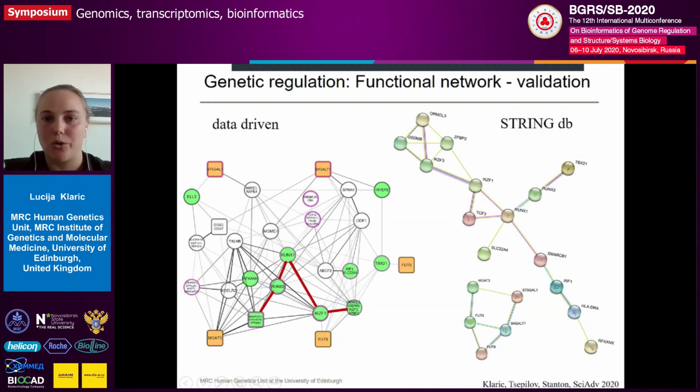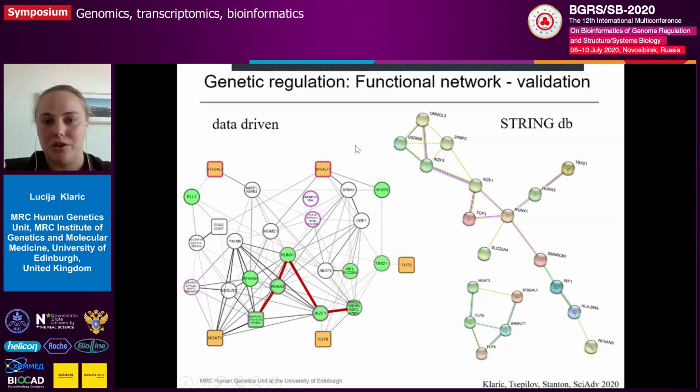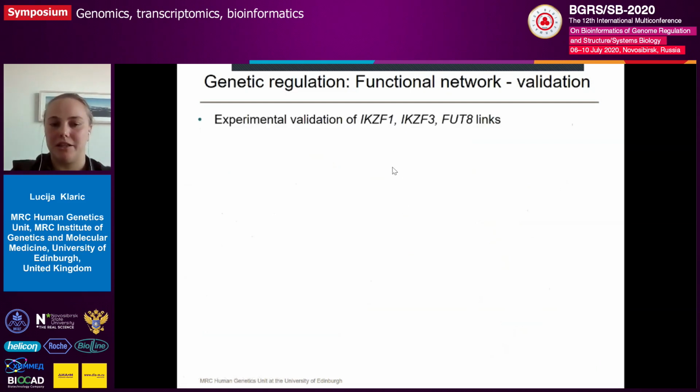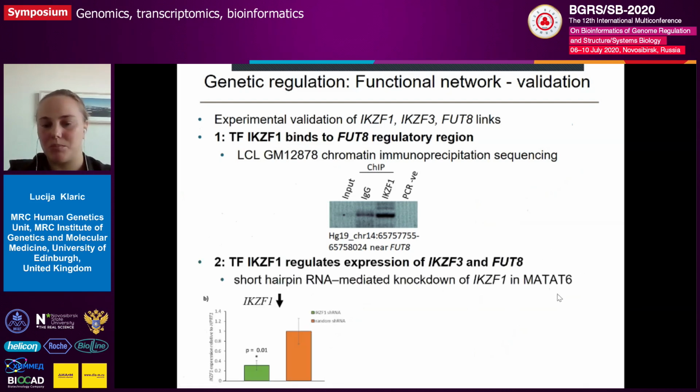Well, our colleague Chloe Stanton did this part. She first asked the question, does I-1 bind to the FUT8 regulatory region? She used chromatin immunoprecipitation and really showed that I-1 does bind to the FUT8 regulatory region. The next question was, does I-1 regulate expression of I-3 and FUT8? So she used short hairpin-mediated knockdown of I-1 in MATAT6 cells. These are the lymphoblast cells that produce IgG.